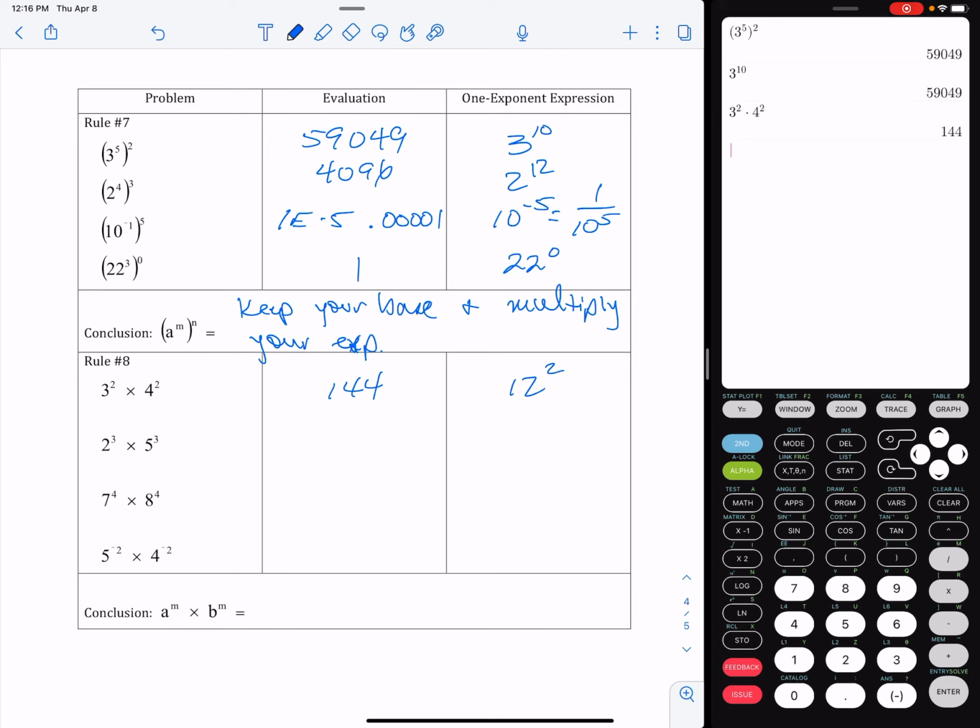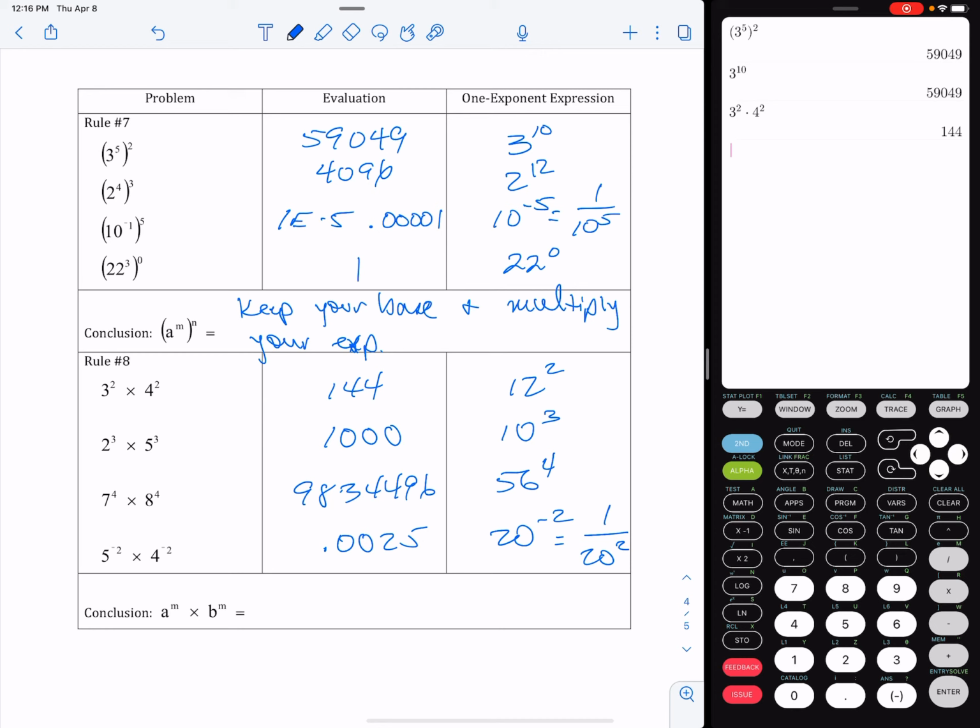The next one, you should have come up with a value of 1,000. And then the next one, 9834496. And then the last one, 0.0025. So what would the one exponent expressions for each of those be? You should have come up with 10 to the third, 56 to the fourth, and 20 to the negative second, which would end up being 1 over 20 to the second.